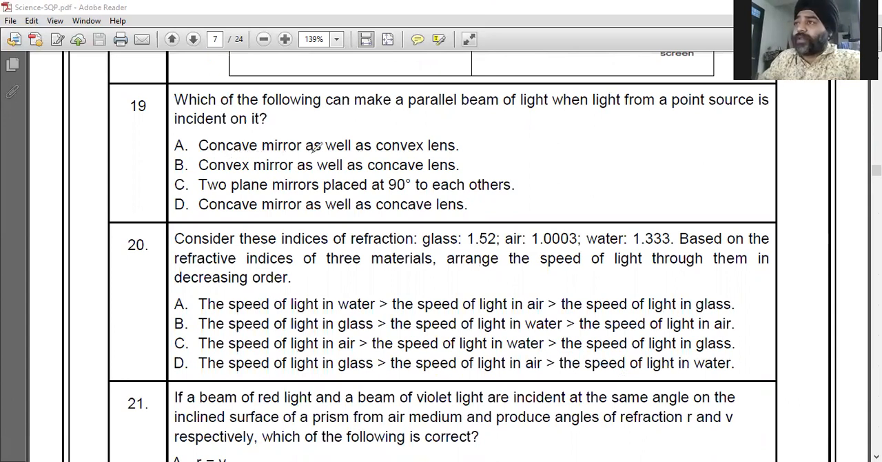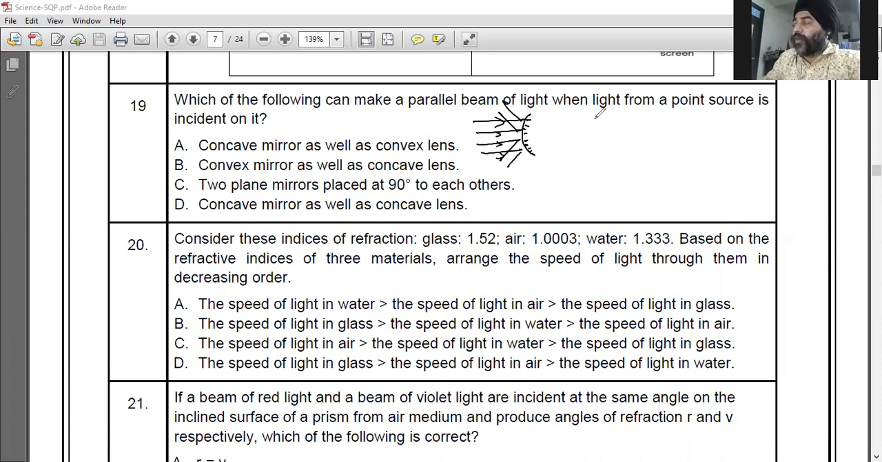Lots of mirror, lens, all the options are given in this. And plane mirrors also placed at 90 degrees to each other, concave mirror as well as concave lens. So we'll discuss one by one which mirror or which lens can. So I'm drawing a convex lens. Now in a convex lens, when a parallel beam of light falls, what happens? They diverge. So definitely they are not going to meet.